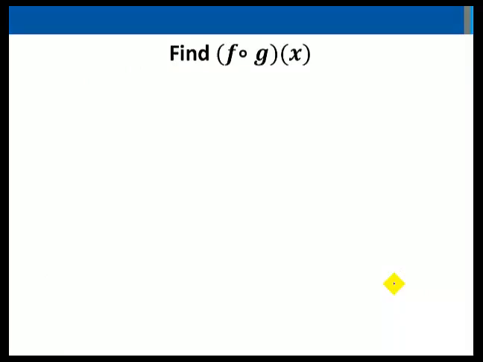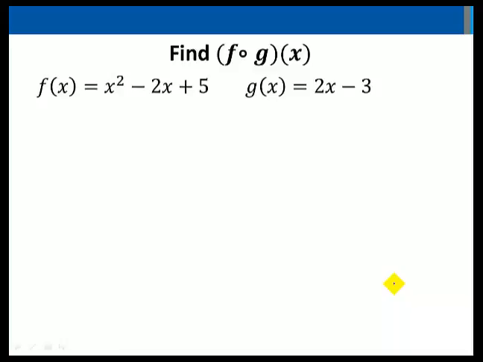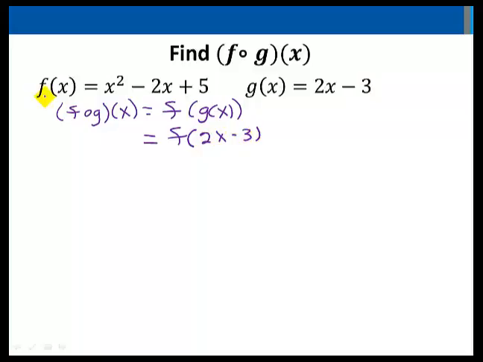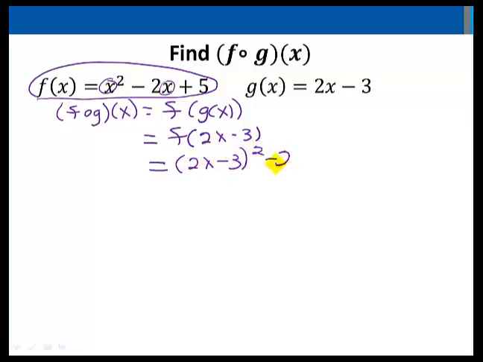Let's next find f composed with g of x for the functions f of x equals x squared minus 2x plus 5 and g of x equals 2x minus 3. Well, f composed with g of x is equal to f of g of x, which is equal to f of, in this case, 2x minus 3. I look at f of x. Wherever I have an x, I'm going to be plugging in 2x minus 3 in parentheses. So I'll have (2x minus 3) squared minus 2 times (2x minus 3), and then plus 5.